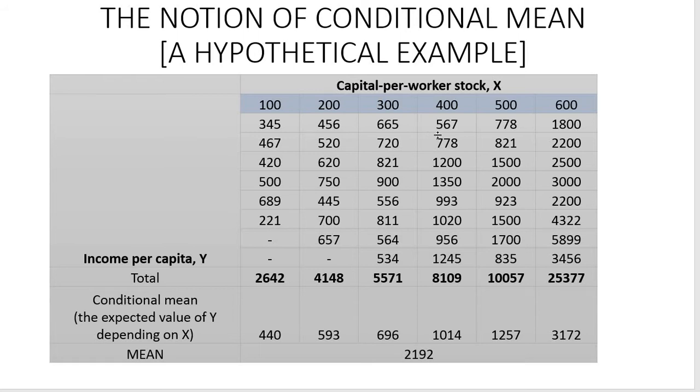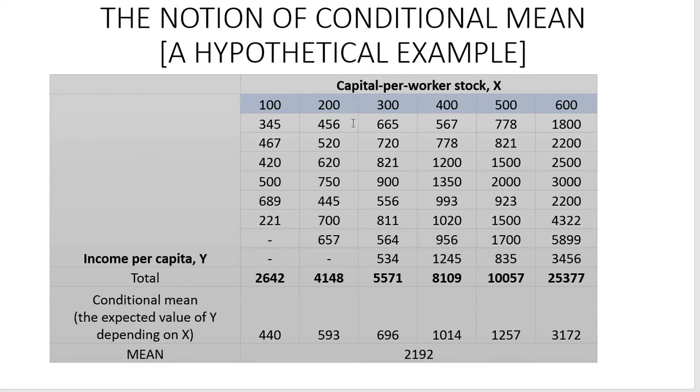So if we calculate the unconditional mean for this entire population, just summing up the values of income per capita in these countries and dividing it by the number of countries in the population, you will get something around 2,200. But this is not what we are interested in. Conditional mean stands for the expected value of Y depending on the value of X. So here you calculate the average value of income per capita for all the countries where the value of capital per worker stock is equal to 100, and you get 440.